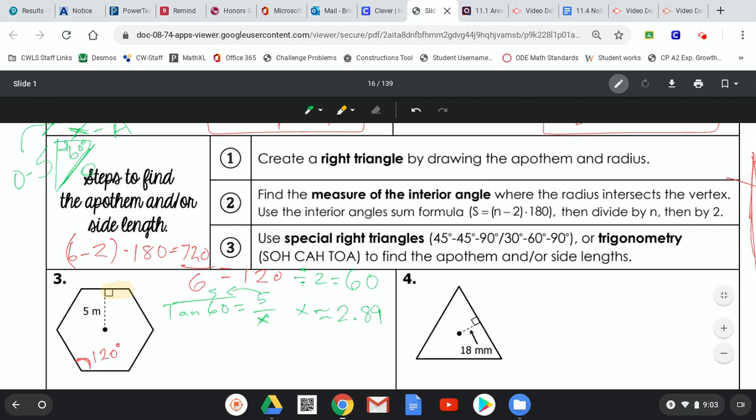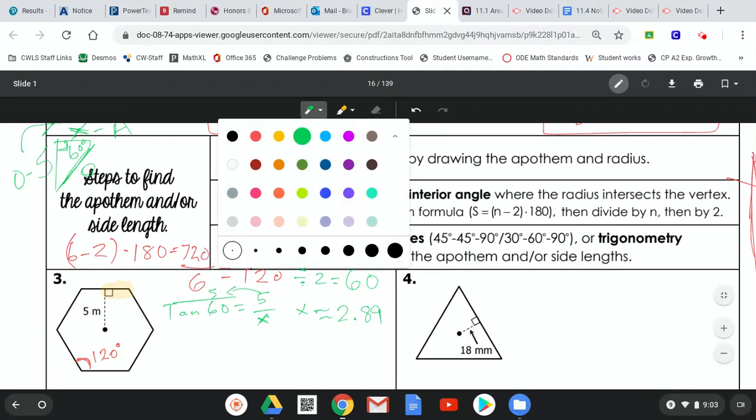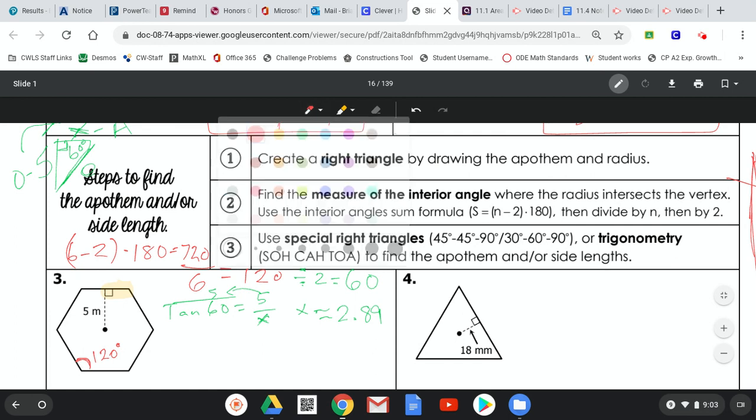A perpendicular bisector forms a right angle, and since all sides are congruent, we're going to have this side equal to that side. So the one side is 2.89, meaning the other side is 2.89, meaning the whole thing is going to be 5.78, the whole length of the side. Now, how many sides do we have? 6.